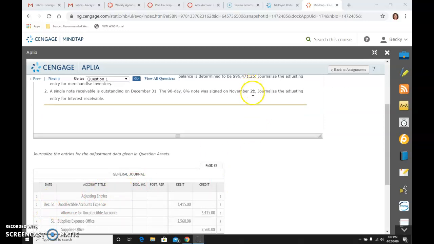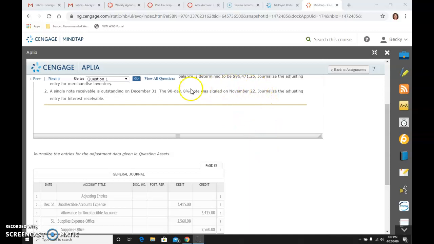So I have earned income from November 22nd to December 31st. I've earned 8 days in November because there's 30 total, and I earned 31 in December. So a total of 39 days. So I take 39 divided by 360.